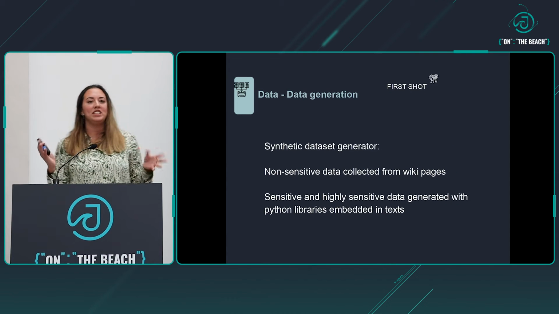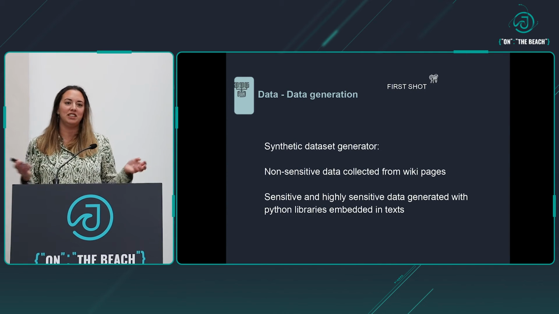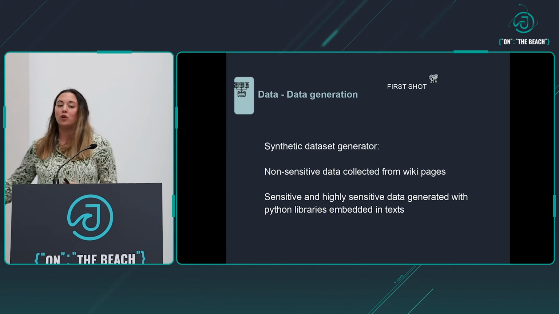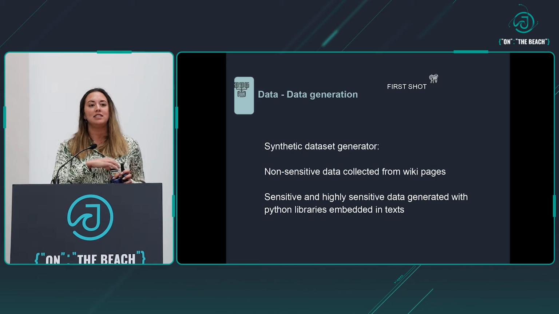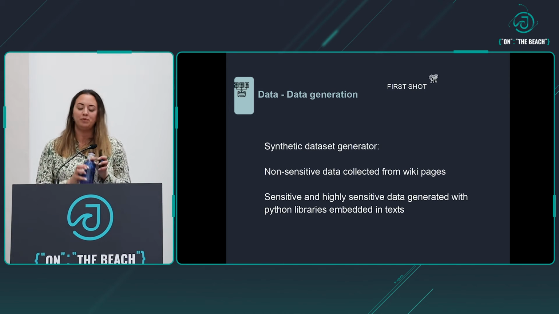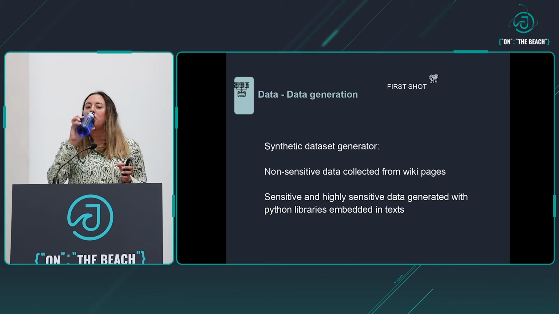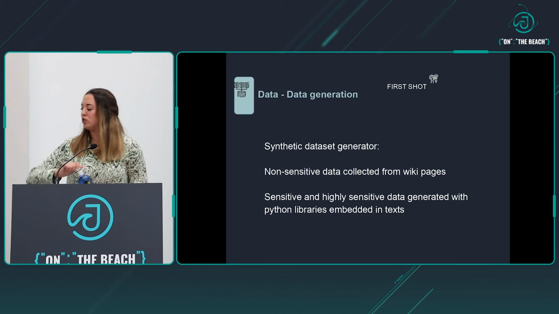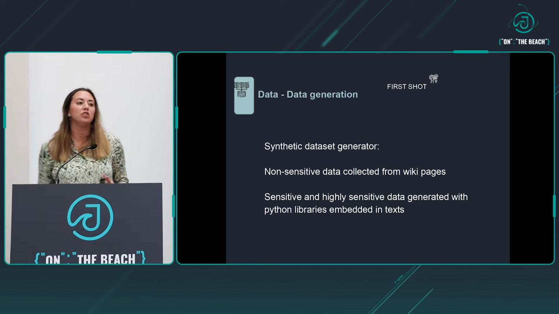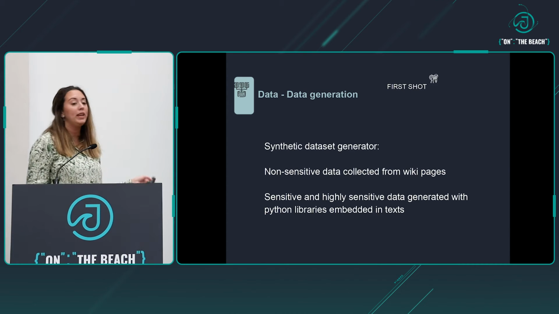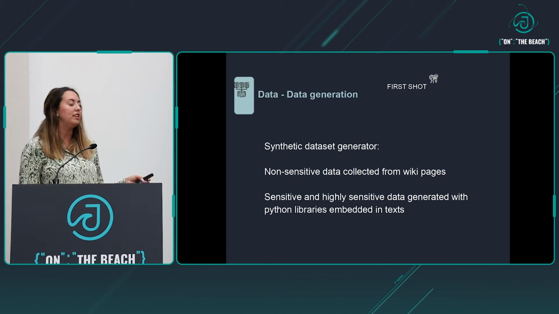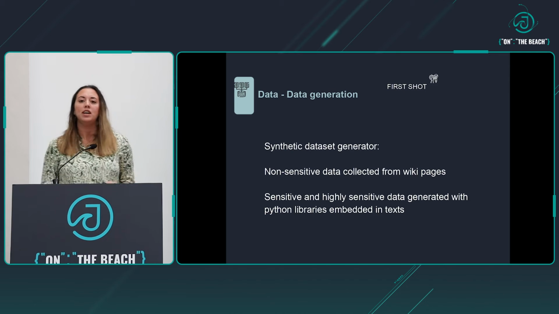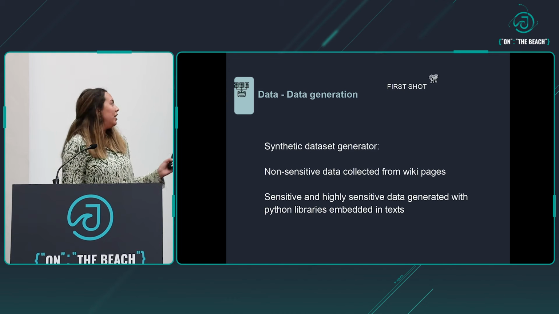So, for data generation, what did we do? Of course, you can imagine synthetic data, right? So, our first shot was generating a synthetic dataset generator, which consisted in, first of all, extracting non-sensitive data from different wiki pages that had keywords related to the GDPR regulation. That could be any IDs, passports, names, surnames, date of birth, gender, you name it.